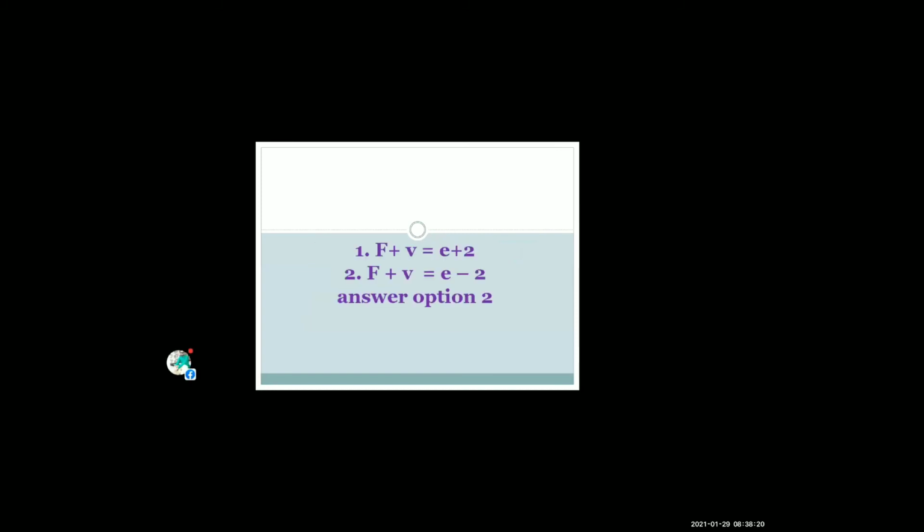Now f plus v is equal to e plus 2 and f plus v is equal to e minus 2. Answer is option 2 or option 1. Which one is the answer? Option 2, Euler's formula is f plus v is equal to e plus 2 or f plus v is equal to e minus 2. Yes, sir. Which one is the right answer? I have written the answer as option 2, f plus v is equal to e plus 2. Which one is the right answer? First or second?